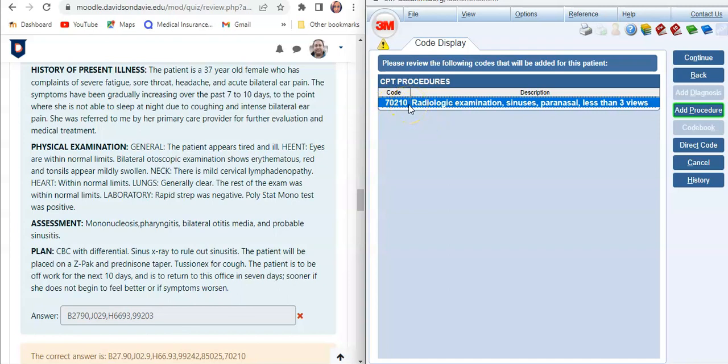So, 70210. A little iffy on those x-rays, you know, when it doesn't tell you how many views they are. I think there was something that said it's usually always two unless it's otherwise specified.